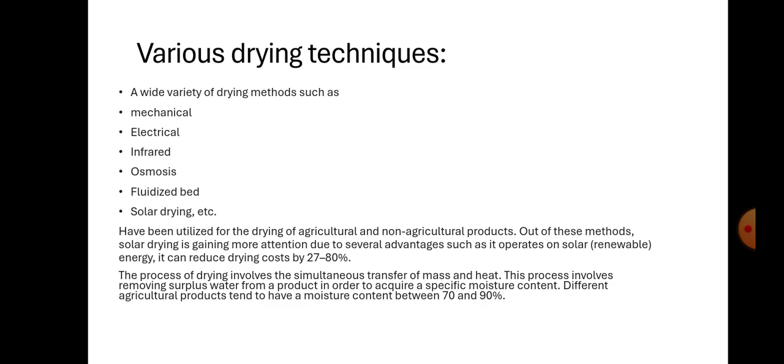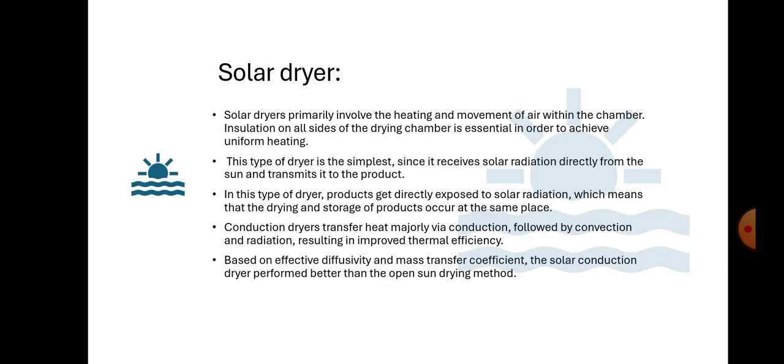The process of drying involves the simultaneous transfer of mass and heat. This process involves removing surplus water from a product in order to acquire a specific moisture content. Different agricultural products tend to have a moisture content between 70 and 90%.